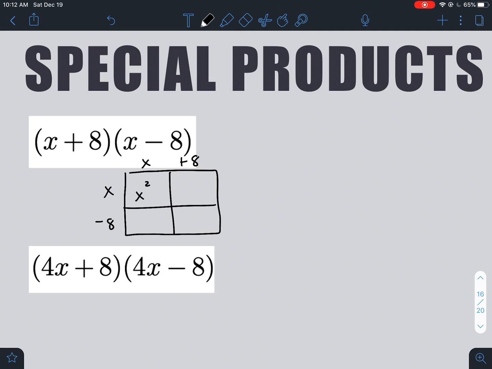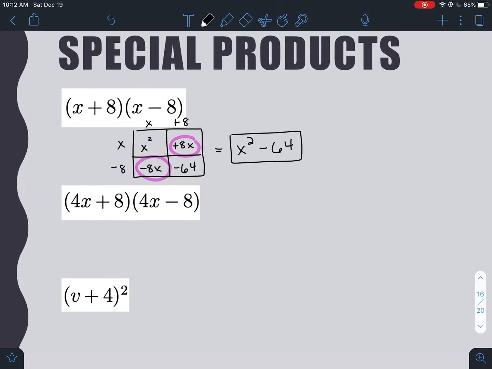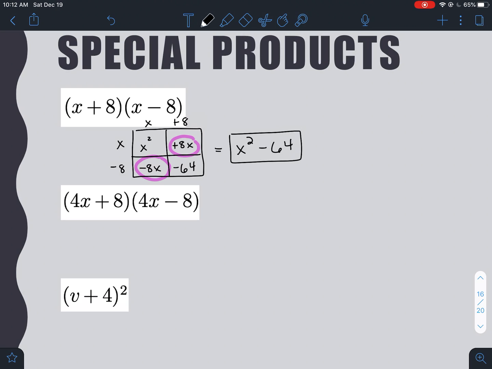Well, let's find out. So we have x plus 8 times x minus 8. So we have x squared, we have plus 8x, we have minus 8x, and we have minus 64. What happens to those two terms that are the like terms? They're going to cancel. I wonder if that happens every time you have something like x plus 8 and x minus 8. So my final answer will be x squared minus 64. And notice x times x is x squared, and 8 times negative 8 is negative 64.